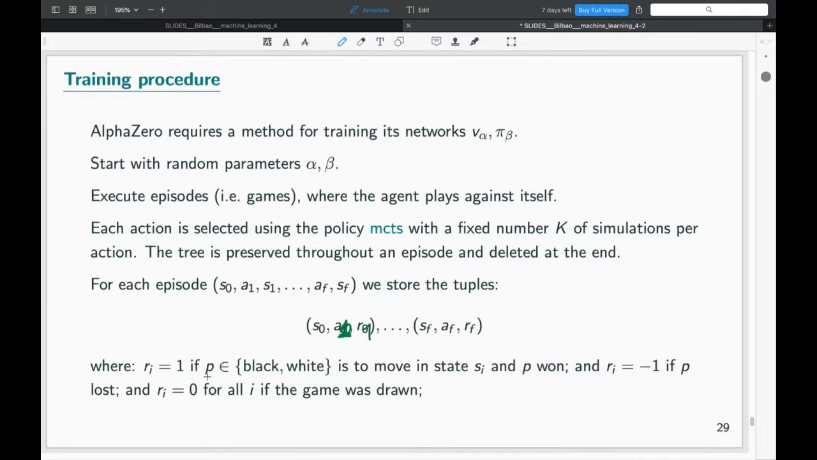So it's 1 if, for example, at Si black is to move and black ended up winning the game. Or it is 1 if white is to move and white ended up winning the game. Otherwise, if black is to move and it ended up losing, Ri is -1. And similarly for white, and Ri is just 0 for all i if the game was drawn. So we start playing games. The agent starts playing games against itself and stores these triples.